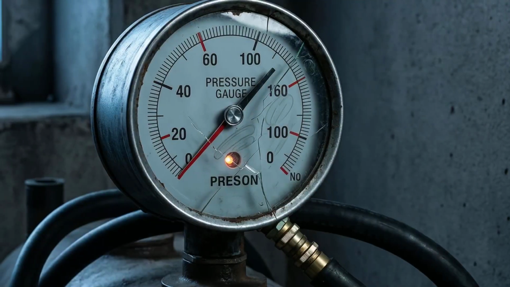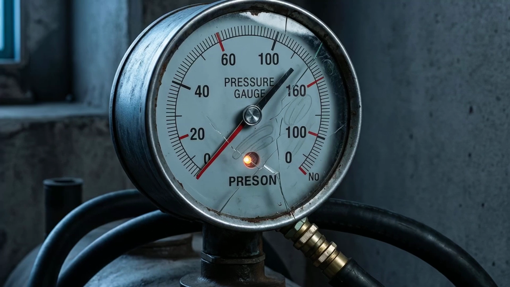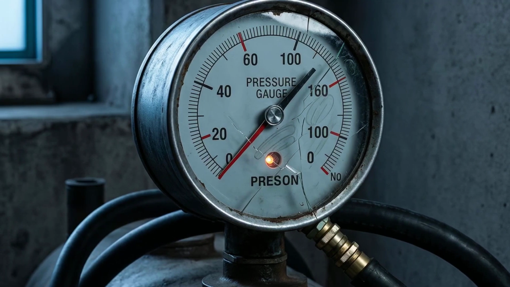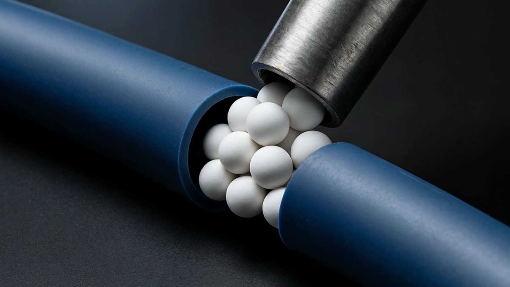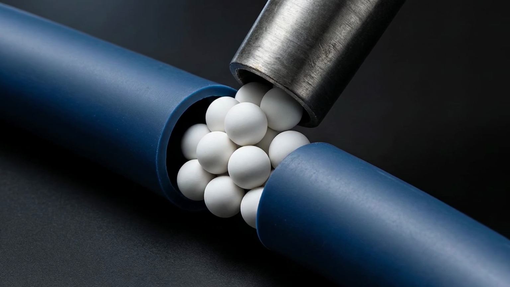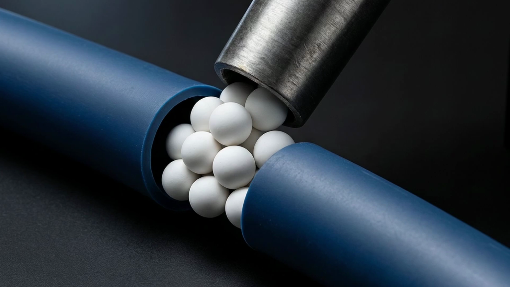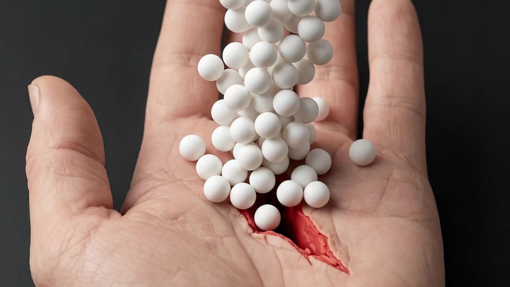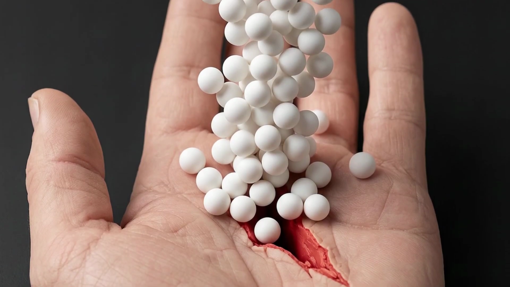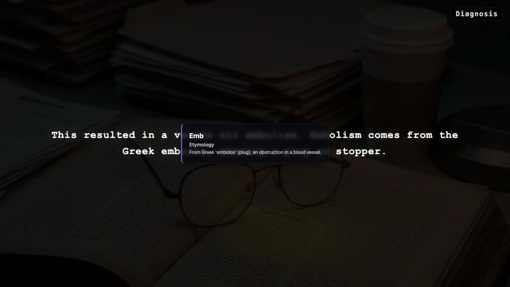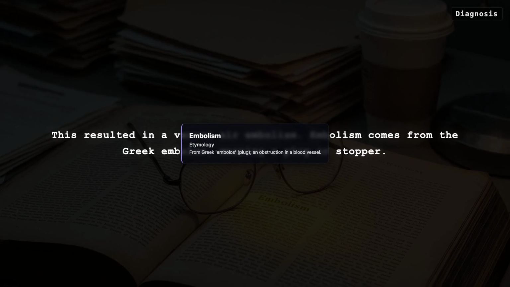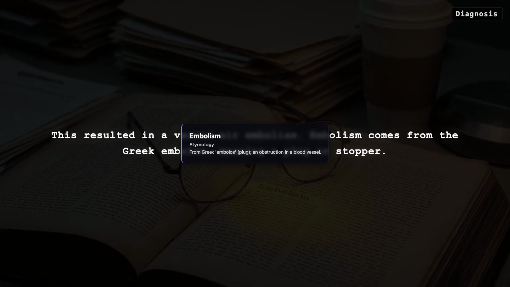The hose was set to 100 pounds per square inch. In fluid dynamics, air moves from high pressure to low pressure. While the hose air was screaming out at over 6 times atmospheric pressure, the blood pressure in RL's veins was significantly lower. This created a massive pressure gradient, turning his hand laceration into a high-speed injection port. This resulted in a venous air embolism. Embolism comes from the Greek embolos, meaning a plug or stopper.